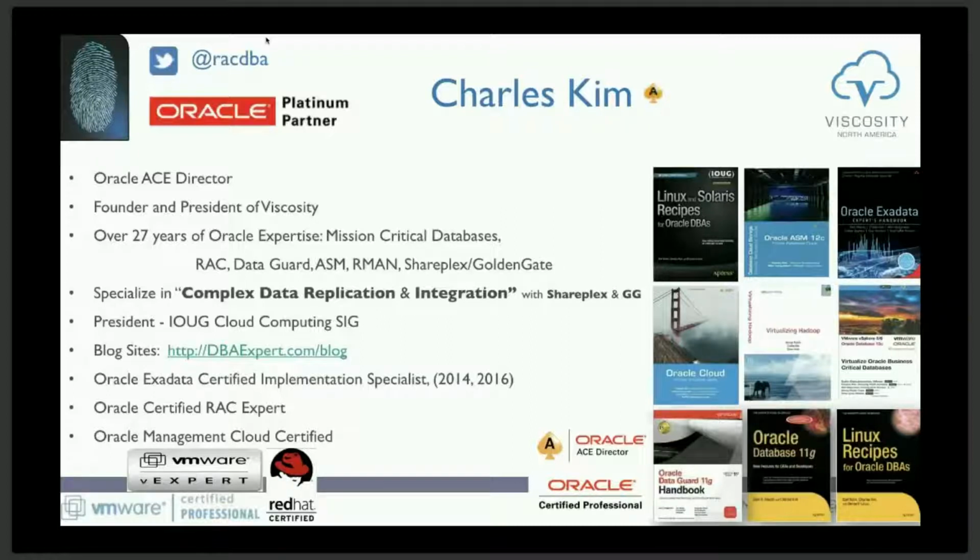All right, so I'm also the president of the Cloud SIG for the IUG, and as part of the IUG Cloud SIG, we do a lot of workshops all over the country, and the stuff that I'm presenting today is actually part of our workshop. We do a full day workshop on Oracle Cloud. We start with database backups to Oracle Cloud using the Database Backup Cloud, and we go into object storage and archive storage, and we finish the workshop with the Oracle Storage Cloud software appliance.